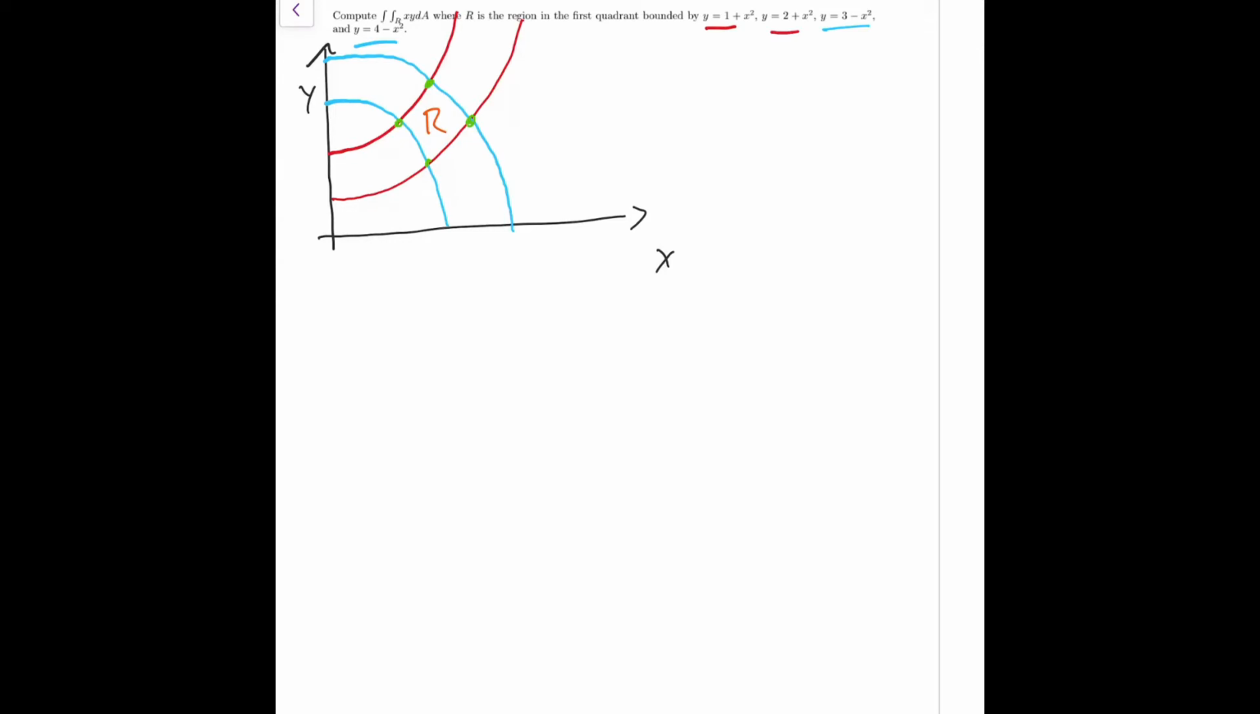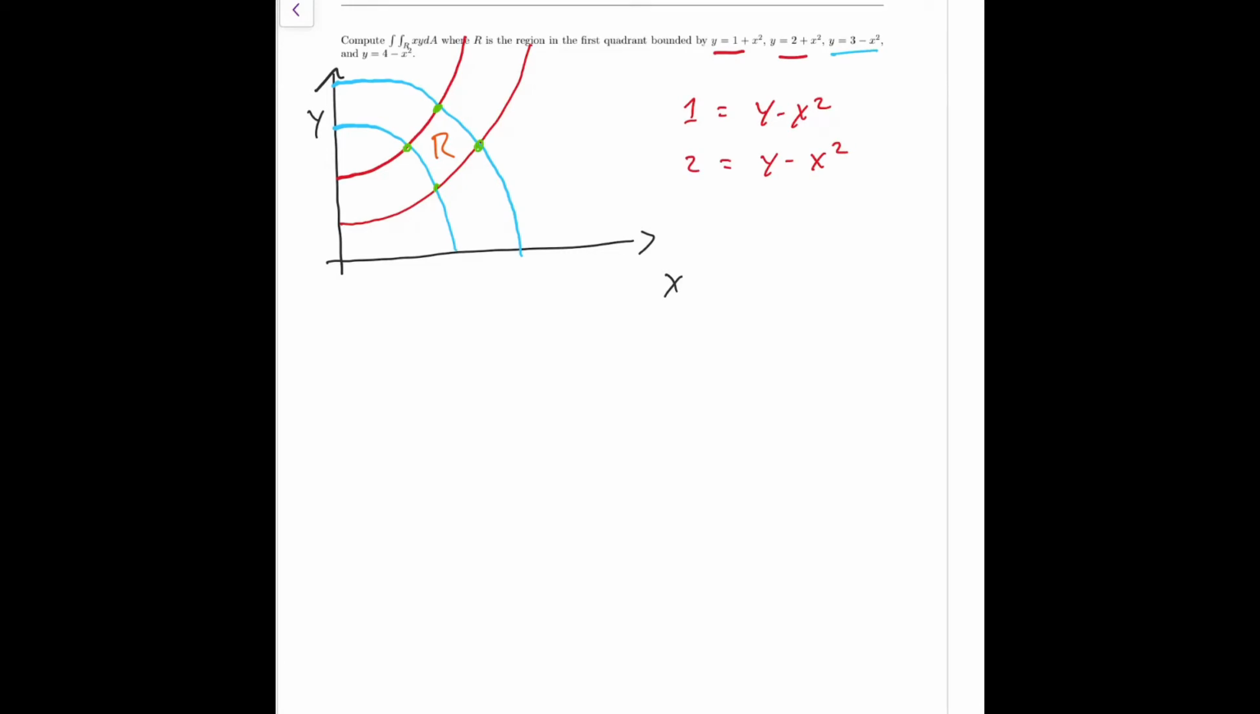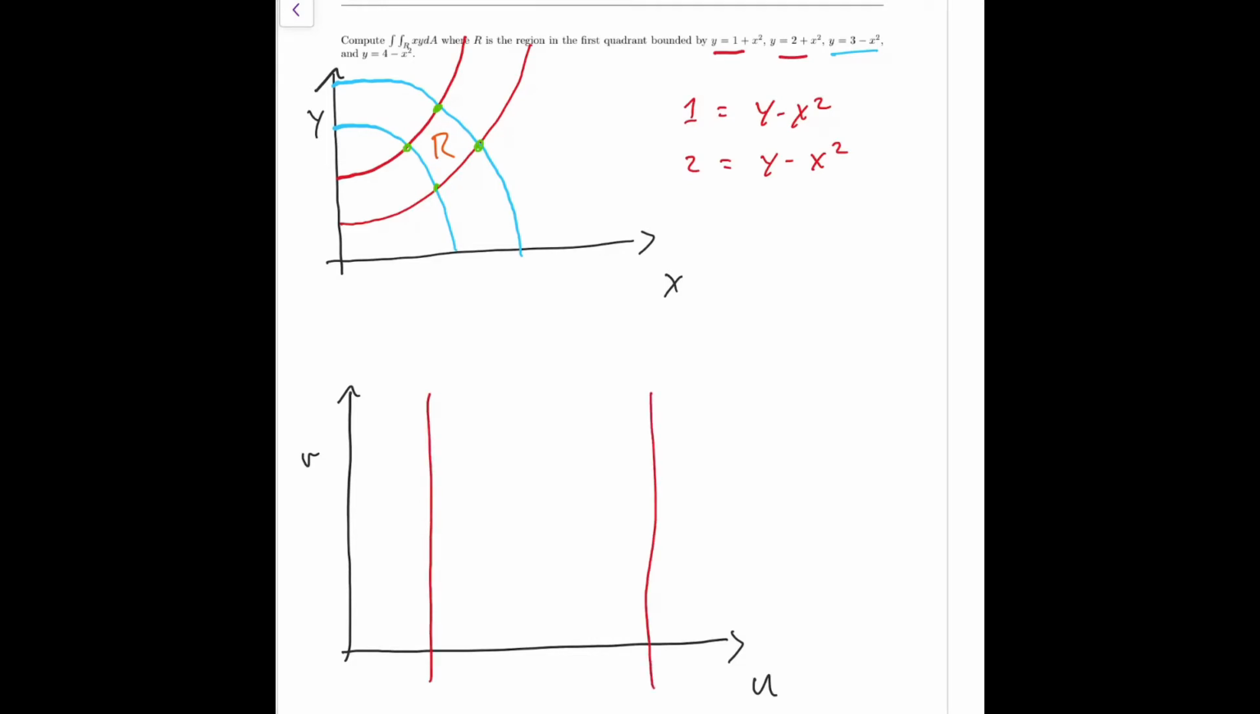Let's look at the red curves first. Notice that this first curve says 1 is equal to y minus x squared, and the other one says 2 is equal to y minus x squared. Okay, so now I think it's helpful if I can explain what my goal is. So let me sketch the UV plane. This is the v-axis, this is the u-axis. I want the red lines to basically be these vertical lines here.